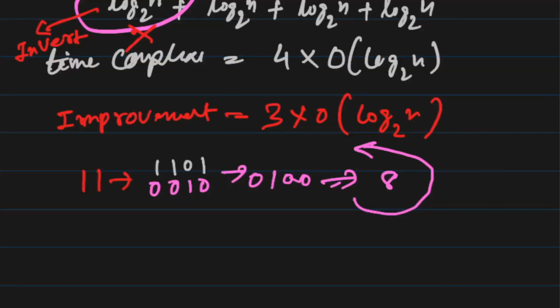So can we do better here? Obviously we can do better. So how? Here, let's take a look, right? Let's say for 11, what is the binary? 1011, right? 1011.